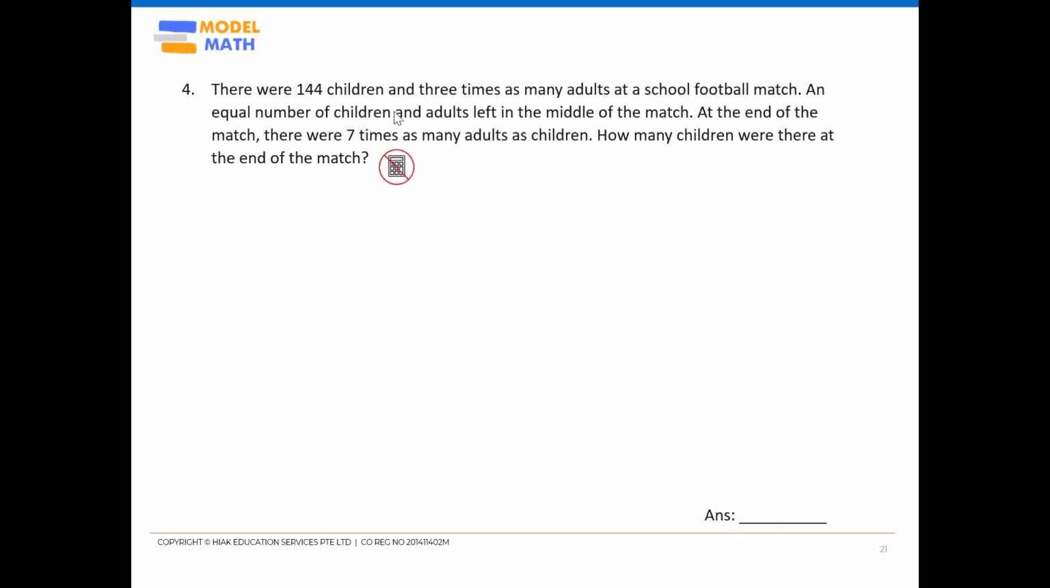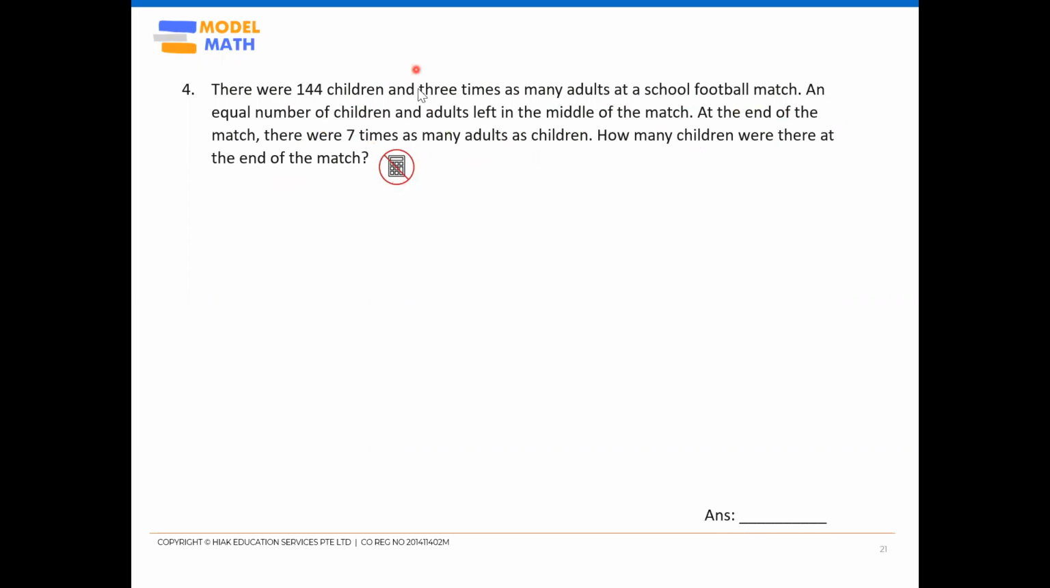There were 144 children and 3 times as many adults at a school football match. An equal number of children and adults left in the middle of the match. At the end of the match, there were 7 times as many adults as children. How many children were there at the end of the match?